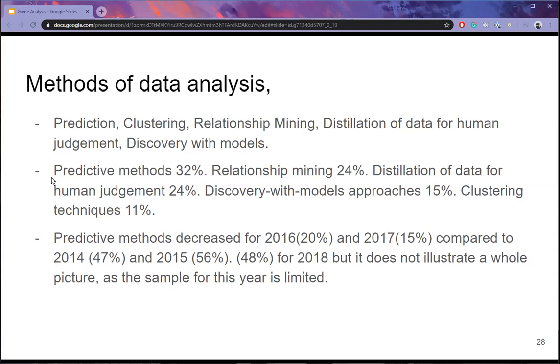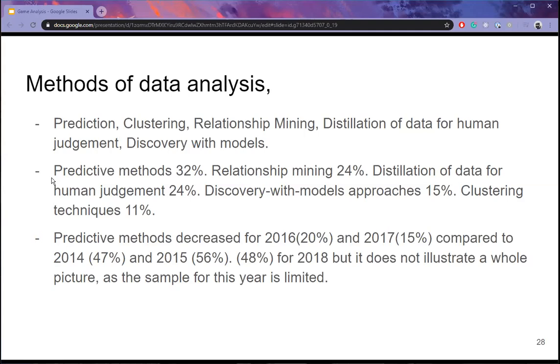So discovery with models, this category encompasses approaches in which the model obtained in a previous study is included in the data to discover more patterns. So, there are the predictive methods. From the total number, predictive methods represent 32%, relationship mining 24%, distillation of data for human judgment 24%, discovery with models approaches 15%, and clustering techniques 11%.